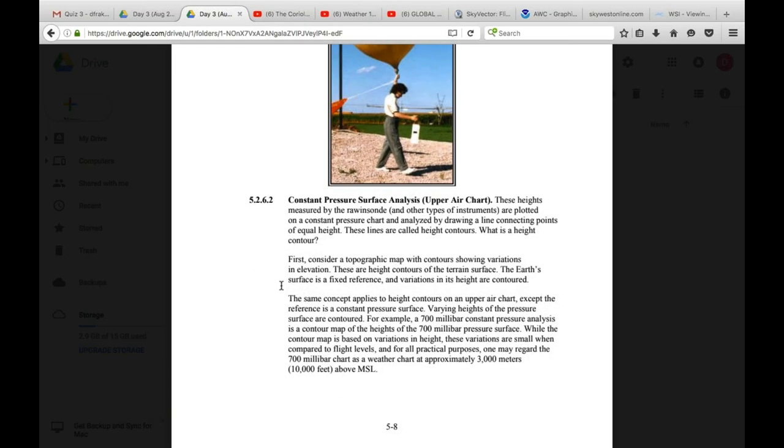So, constant pressure surface analysis and the upper air chart. These heights, measured by the balloon, are plotted on a constant pressure chart and analyzed by drawing lines connecting points of equal height. These lines are called height contours. First, consider a topographical map, with contours showing variations of elevation. These are height contours of a terrain surface. The Earth's surface is a fixed reference, and variations in its height are contoured. So it's basically the same thing, except instead of terrain, it's measuring pressures.